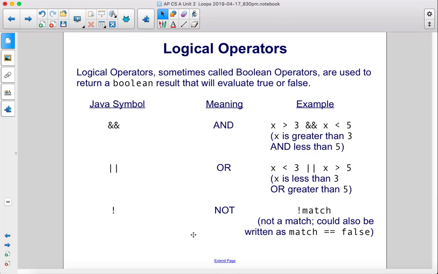Logical operators, sometimes called Boolean operators, are used to return a Boolean result that will evaluate true or false. Two ampersands means and. Here's an example.